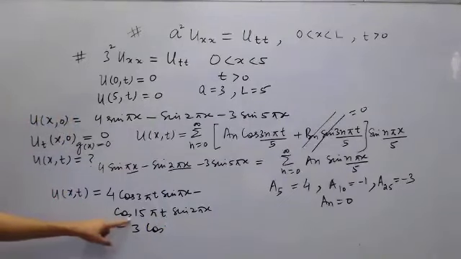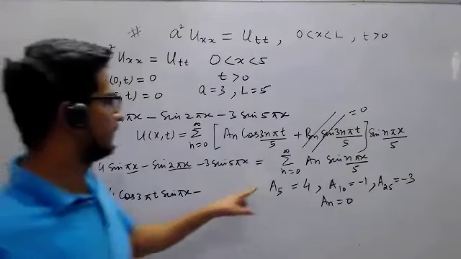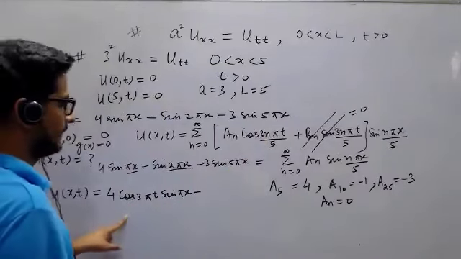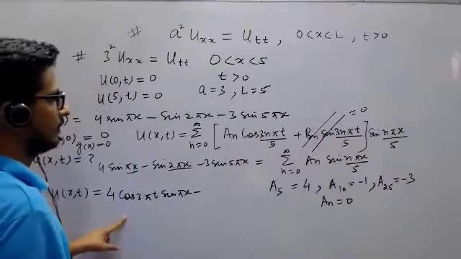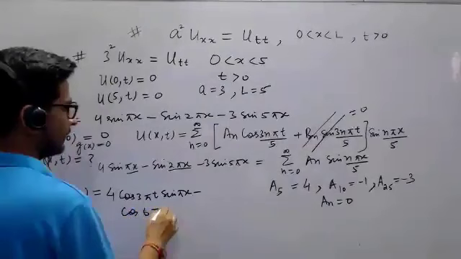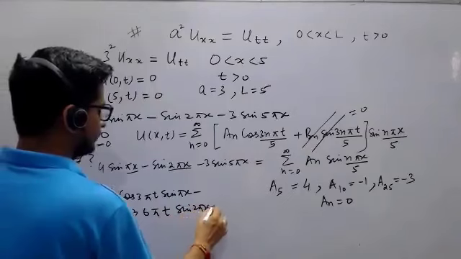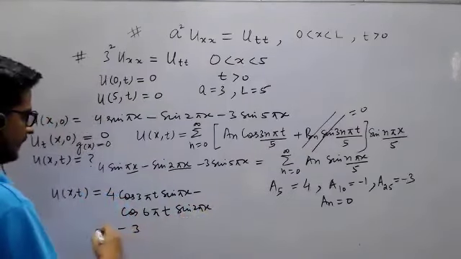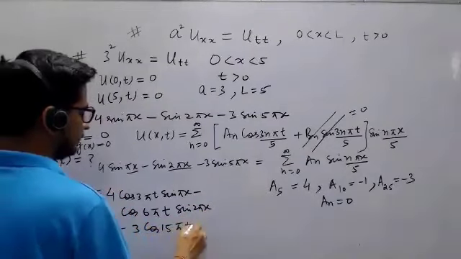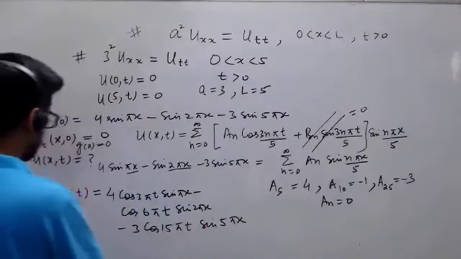This one is 10. So this one will be 6, no? Just wait. First one is 5. So it is cos 3 pi t and sin pi x. Then you have minus, 10, so cos 6 pi t sin 2 pi x. Then 25, minus 3 cos 15 pi t sin 5 pi x.